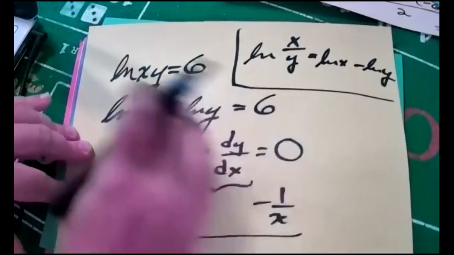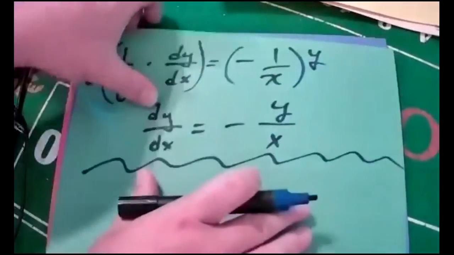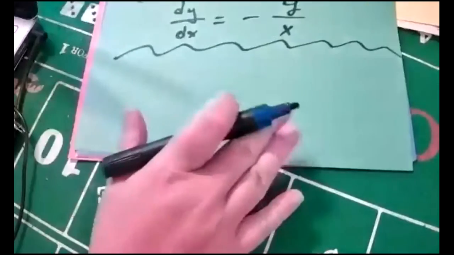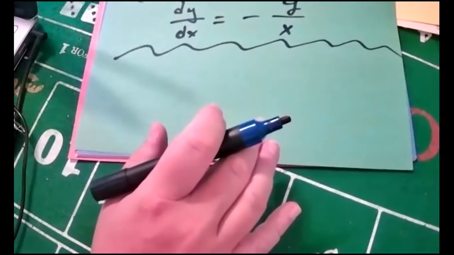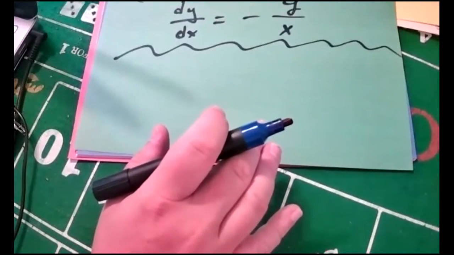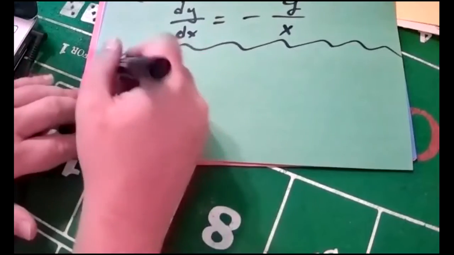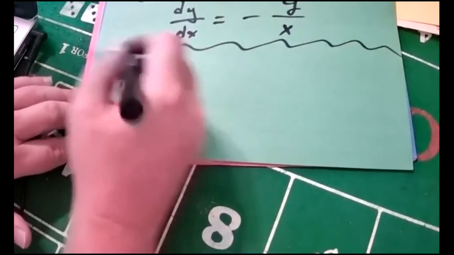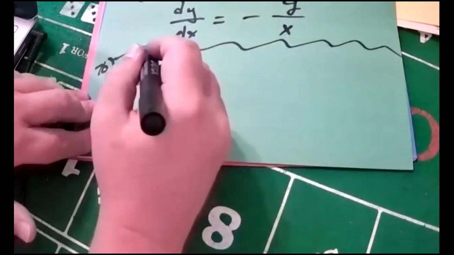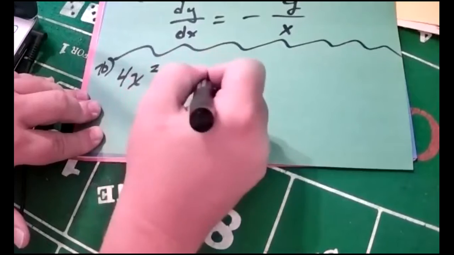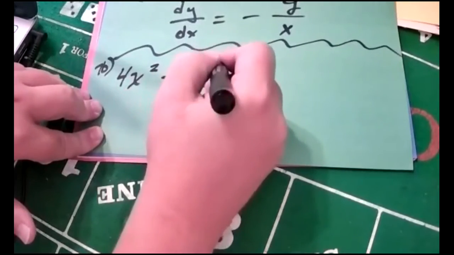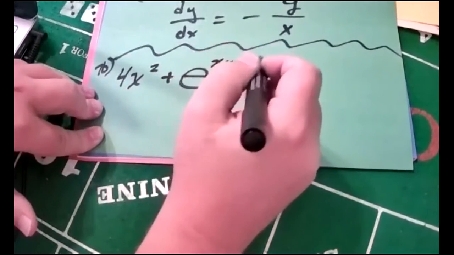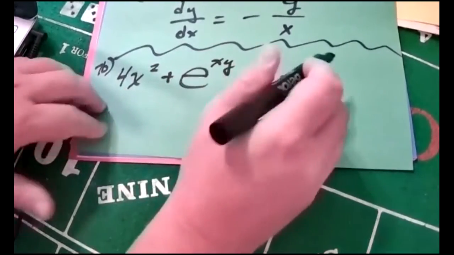So just keep that in mind. Try to apply rules if you can. And when you do them with exponents, try to do it the same way. In fact, here we're going to do an example now involving Euler's number e. This is example 7b. This is 4x squared plus e to the power xy equals 6y.